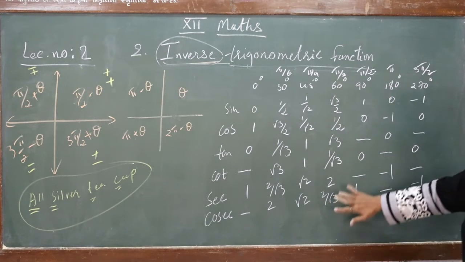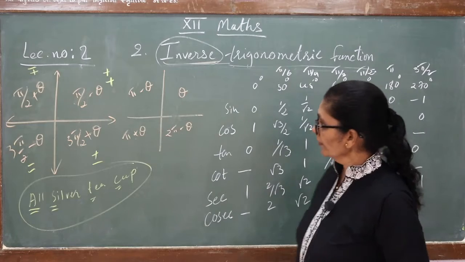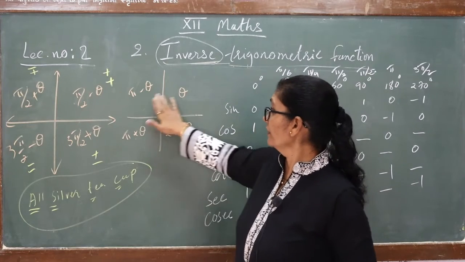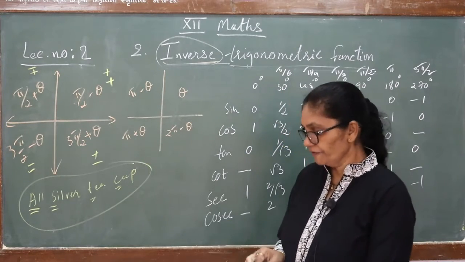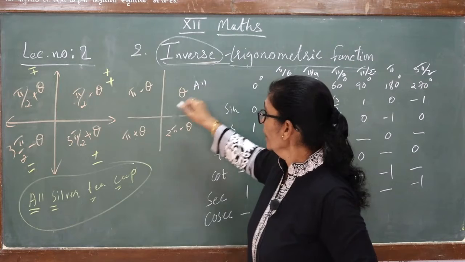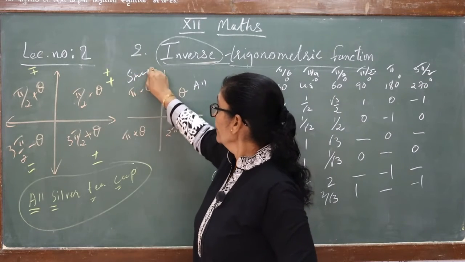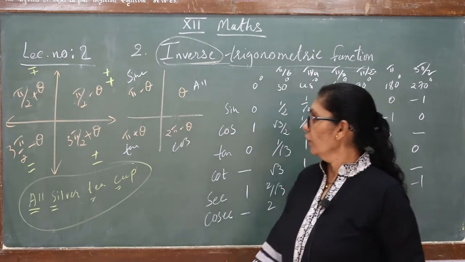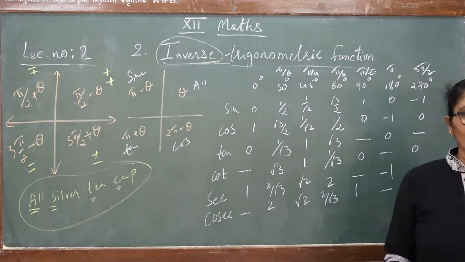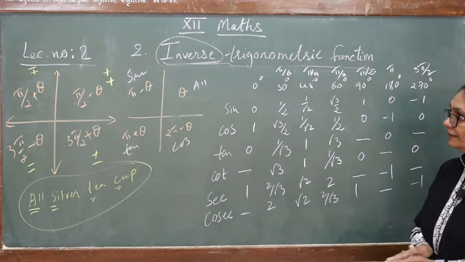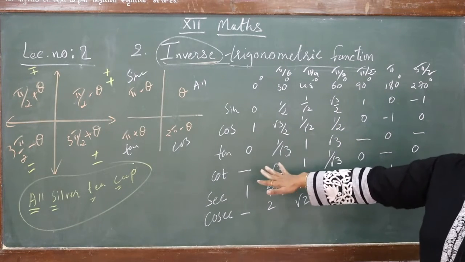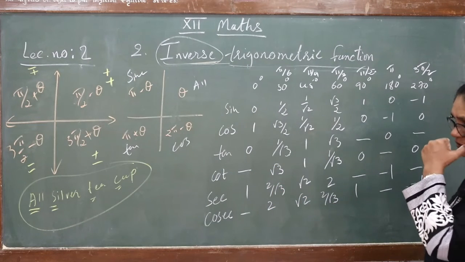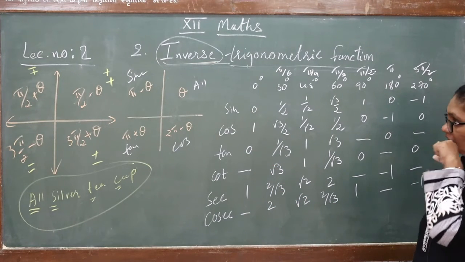Now after getting all these values, remember this is your first quadrant, second, third and fourth. In the first quadrant all are positive, in the second sine is positive, in the third tan is positive, and in the last cos is positive: all silver teacup. You have to remember this. If this is clear to you, you can easily solve the questions of trigonometric functions.